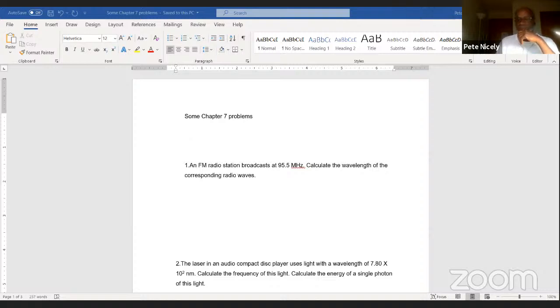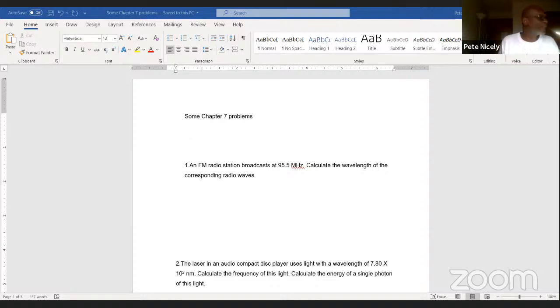Okay, so let's see here. In this case, they gave you the wavelength and they're asking for the frequency. So it's going to be nu is equal to c over lambda, all right? c is always going to be 3.00 times 10 to the 8 meters per second. And you have to divide by the wavelength.